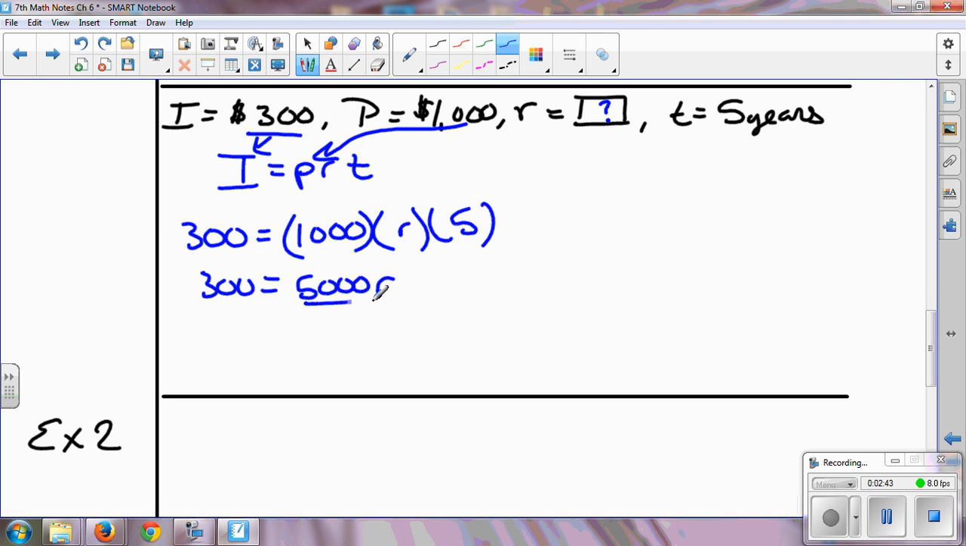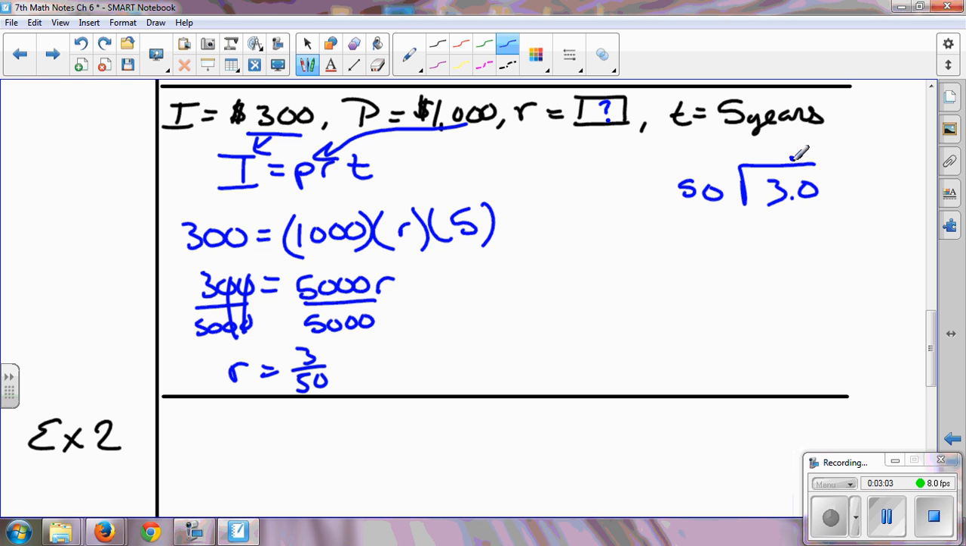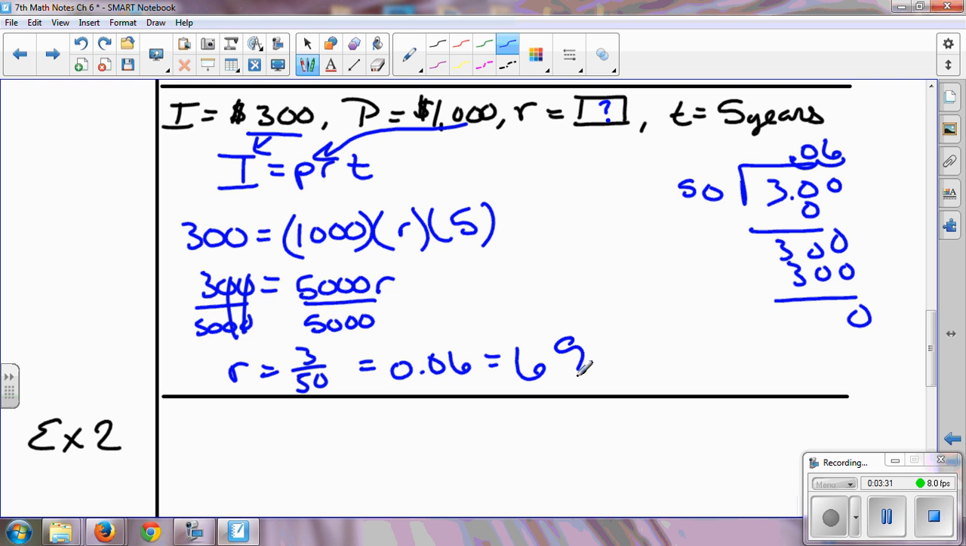Then I'm going to divide by 5,000, 2 zeros. So I end up with R is equal to 3 divided by 50. To find my rate, I have to actually do this out. 3 inside, 50 on the outside, decimal, 0. Bring up my decimals. 50 cannot go into 30, so I have to add my 0 here. Bring down a 0. 50 can go into 300 6 times. Move my decimal 2 places to the right to become a percent. So I'll first write it as my decimal, 0.06, which turns into 6% as my rate.